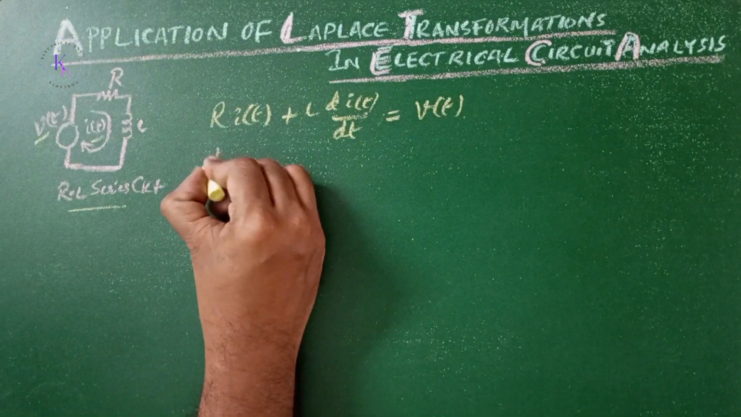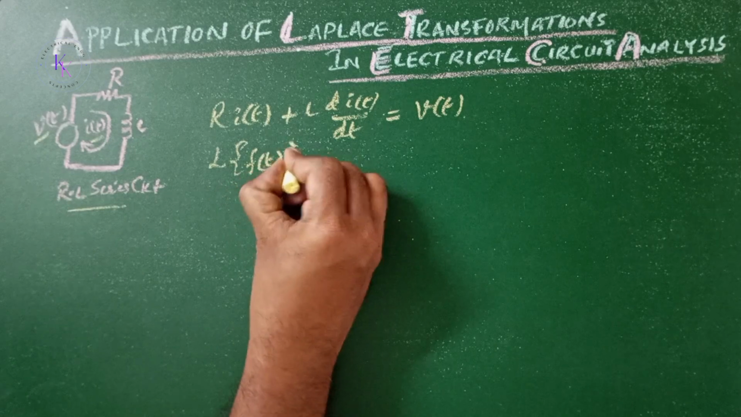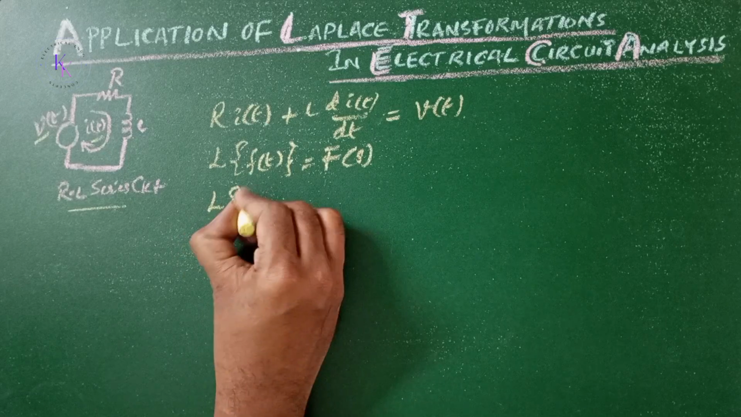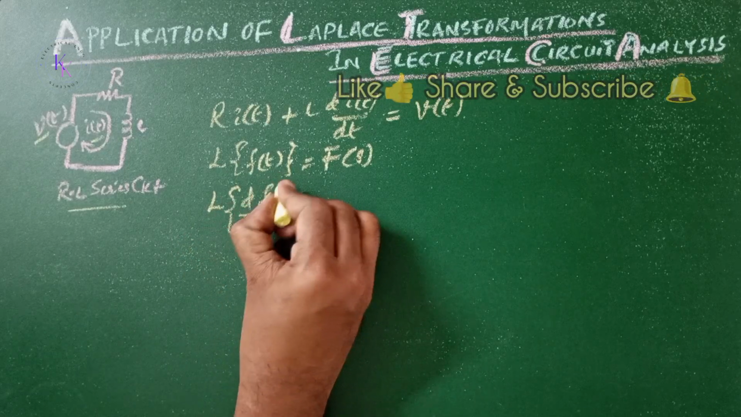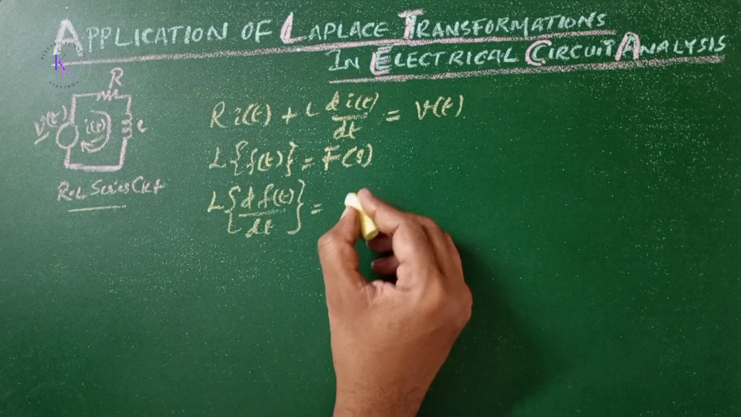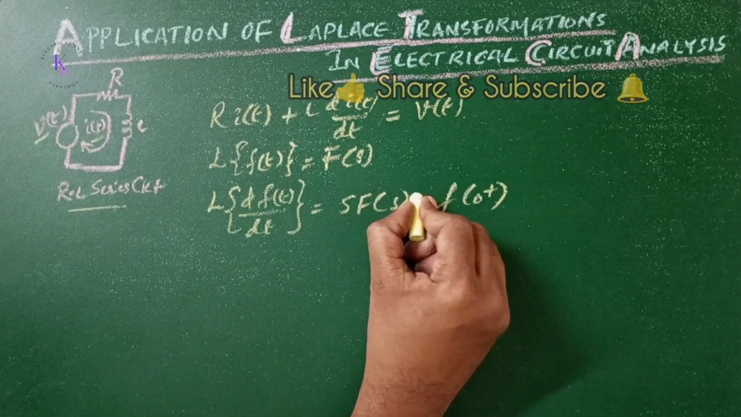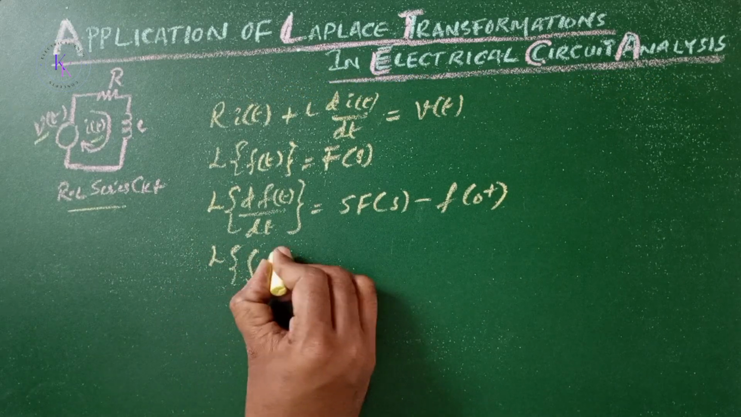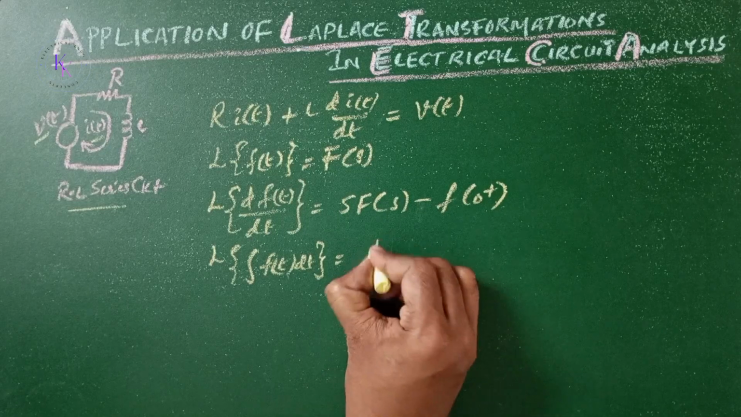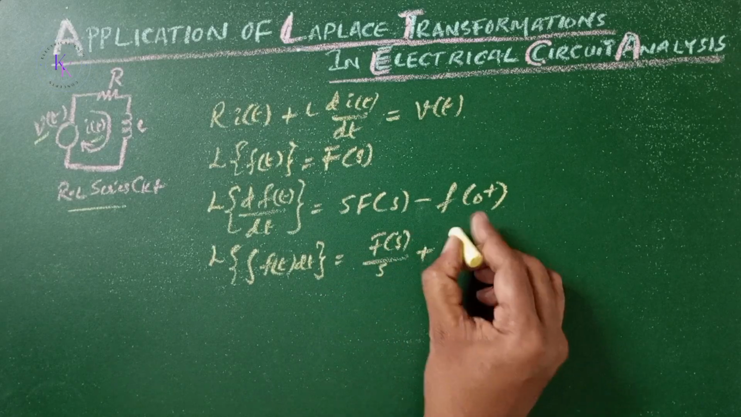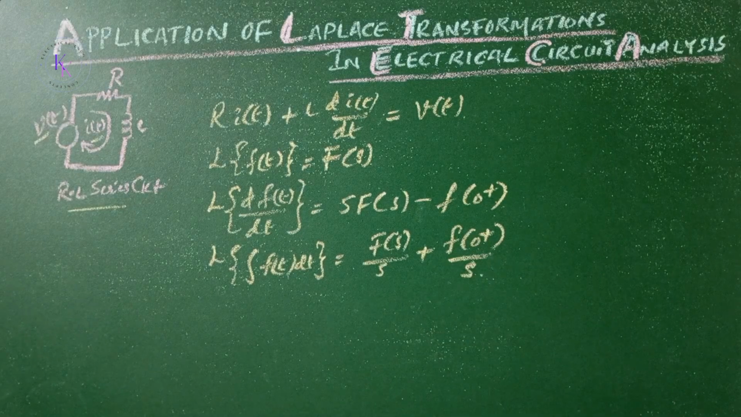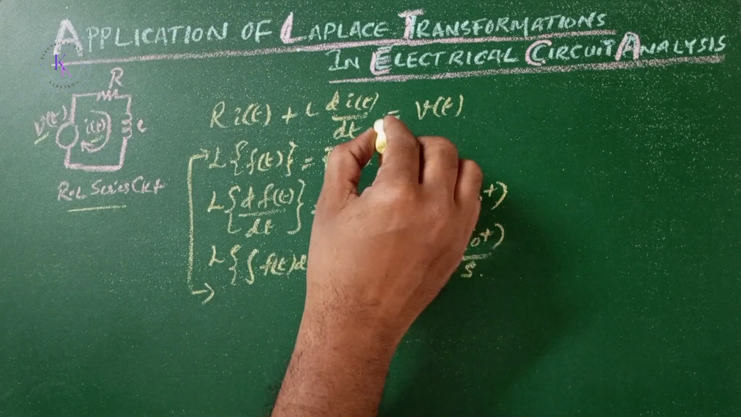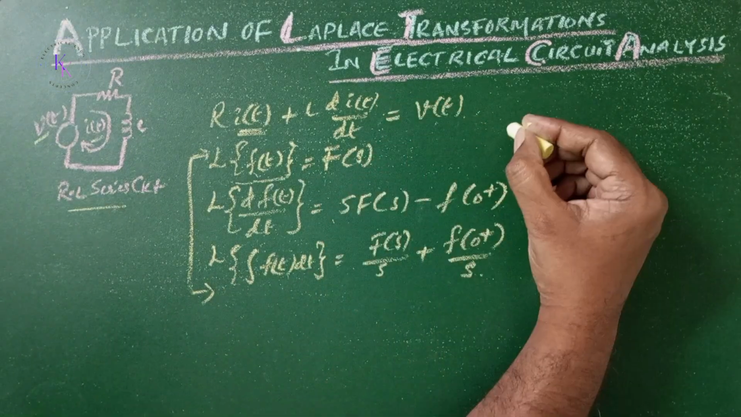As we know, the Laplace transform of f of t equals capital F of s, and the Laplace transform of d by dt of f of t equals s F of s minus f of 0 plus, and the Laplace transform of integral f of t dt equals F of s divided by s plus f of 0 divided by s. Now, by using these three fundamental Laplace transformations, we apply the Laplace transformation to this equation.